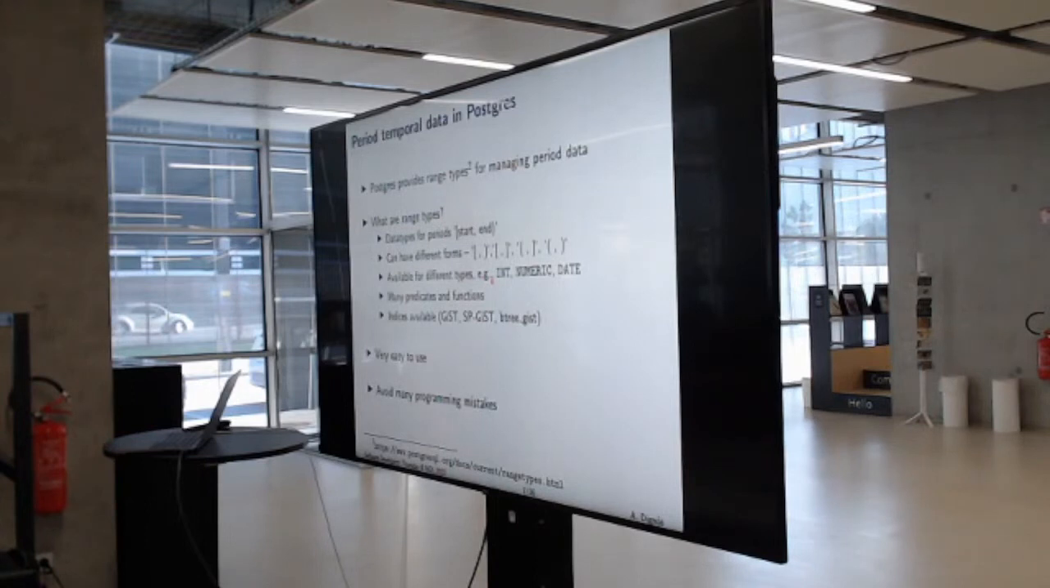So we can have a range type of type integer, so basically our start and end is given by an integer, it can be a numeric, it can be a date, and so on. Plus also here, the system provides us with many predicate functions which we can use to extract information out of this range type. One additional plus is that Postgres also provides us with 3 types of indices which we can use to index data with timestamps. They're very easy to use, and what they basically do, they avoid a lot of programming mistakes.